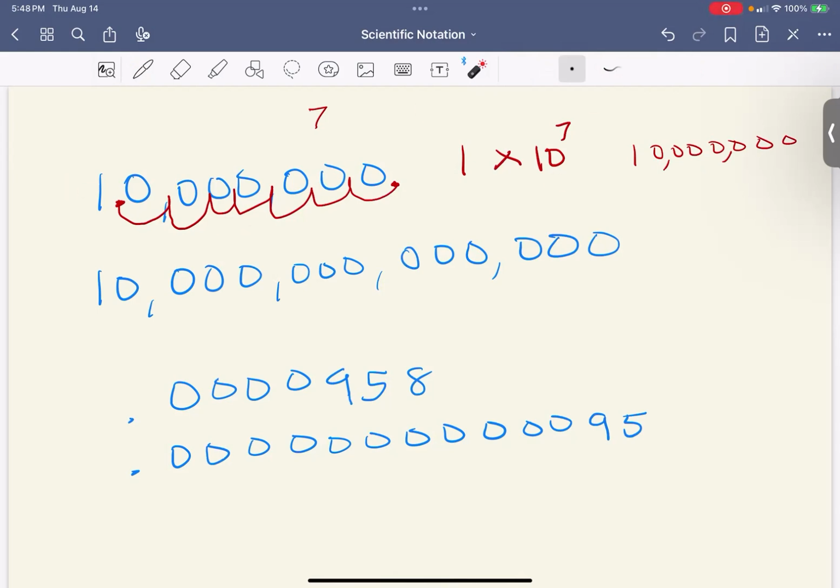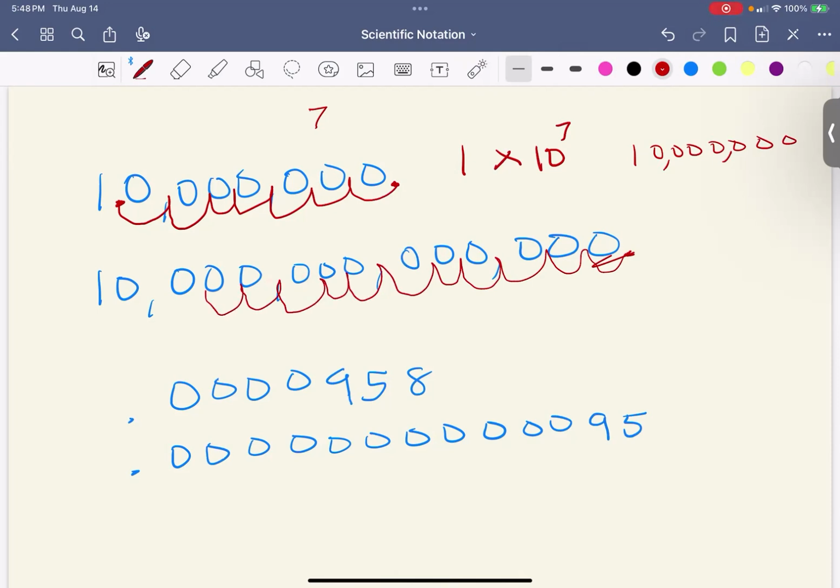Let's look at the next one. Okay, so this is 10 million, 10 billion, 10 trillion. So we want to write 10 trillion in scientific notation. So we're going to start at the last whole number. We're going to write the decimal, and then we're going to go to the right until we reach the first whole number. So 1, 2, 3, 4, 5, 6, 7, 8, 9, 10, 11, 12, 13.